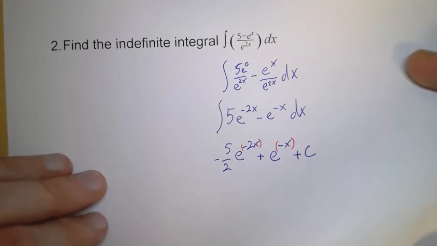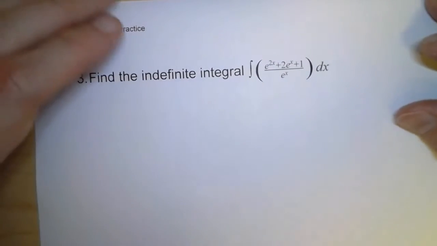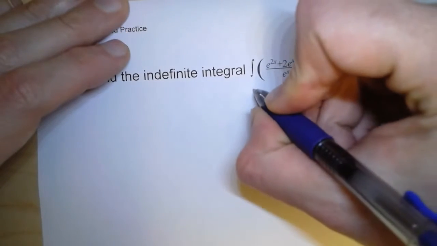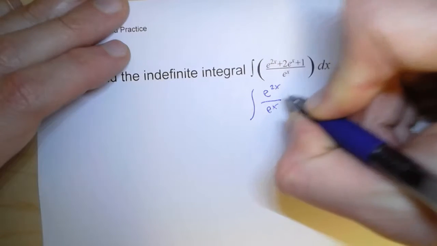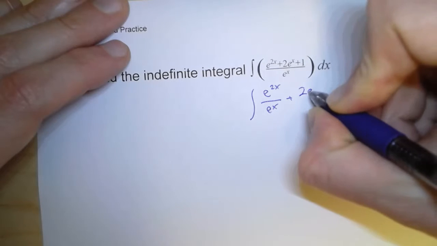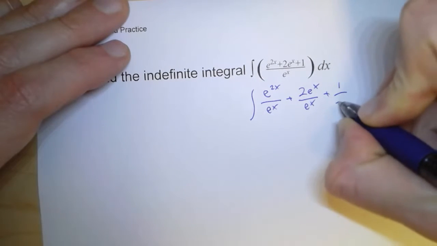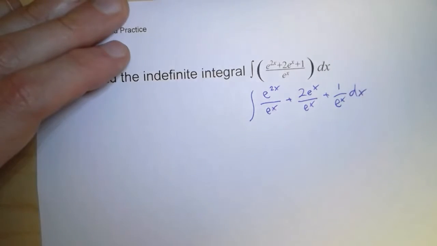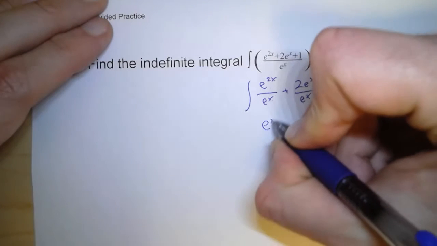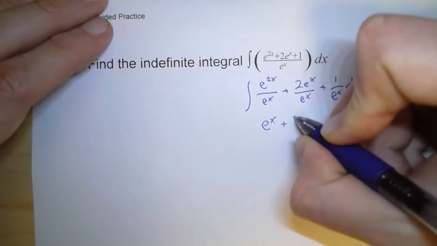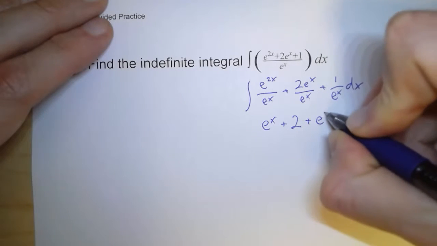So looking on the next page, here we're going to do the same thing. We're going to break this up into 3 quantities: e to the 2x over e to the x, plus 2e to the x over e to the x, plus 1 over e to the x dx. So when we subtract our exponents, we get e to the x plus 2e to the 0, which is just 1, plus e to the negative x dx.